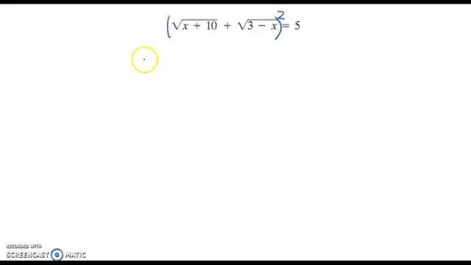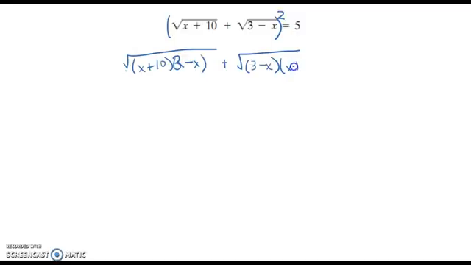Let's look at foiling. So remember how to FOIL. We get the square root of (x plus 10) times (3 minus x) plus the square root of (3 minus x) times (x plus 10). And we also have to square the 5. So plus x plus 10 plus 3 minus x equals 25. Please work it through. All I did was FOIL it out.